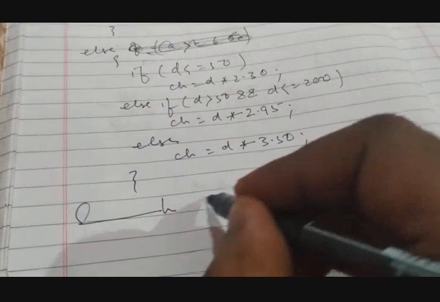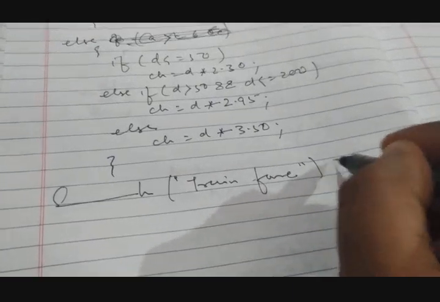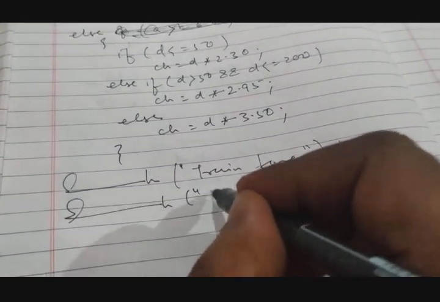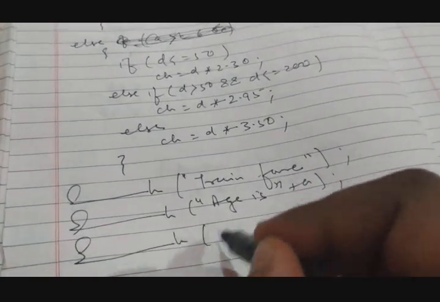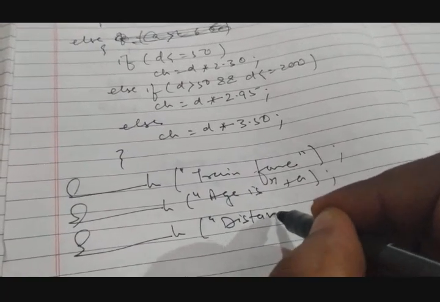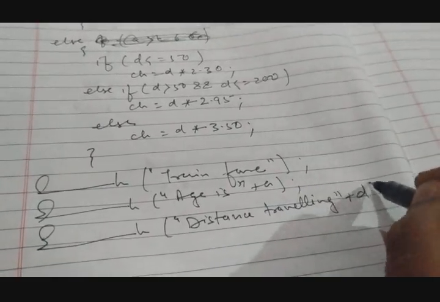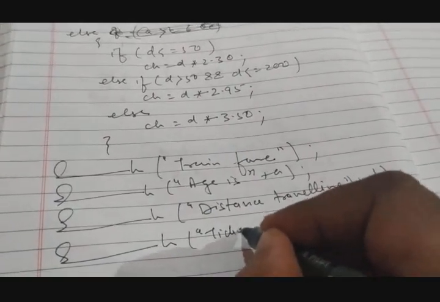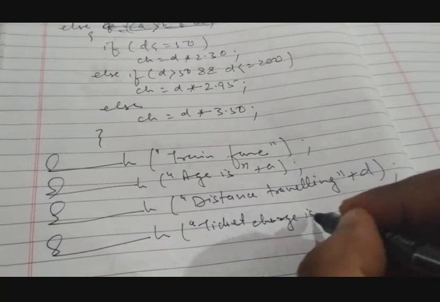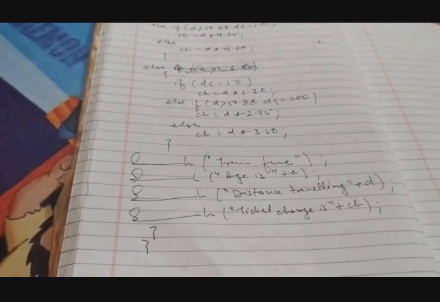So print "train fare", so print "age is" plus a, so print "distance traveling" plus d, so print "ticket charge is" plus ch. Close. So you have to pay.